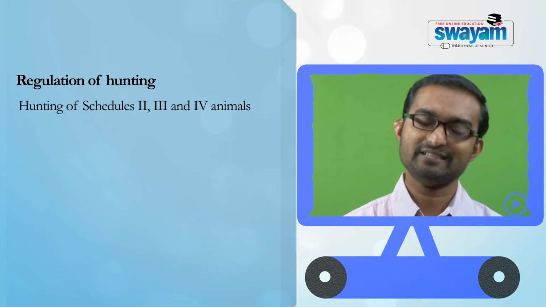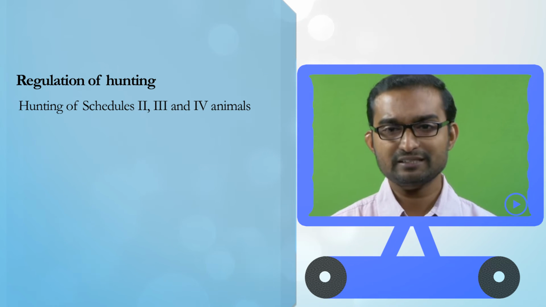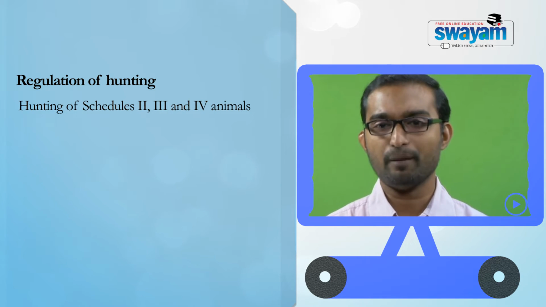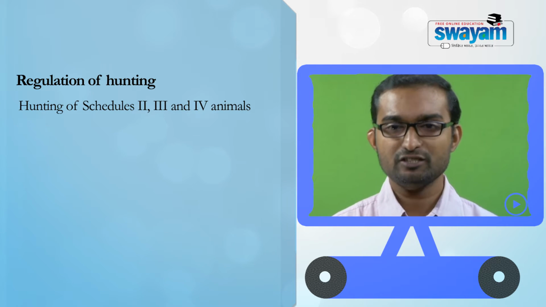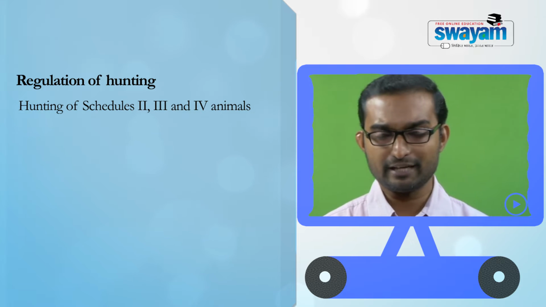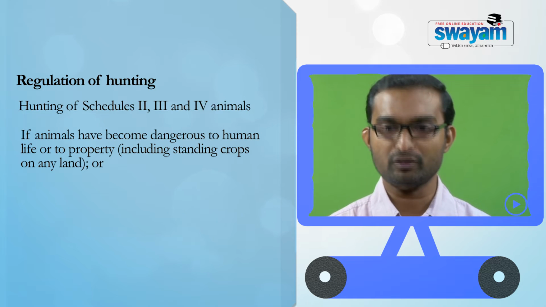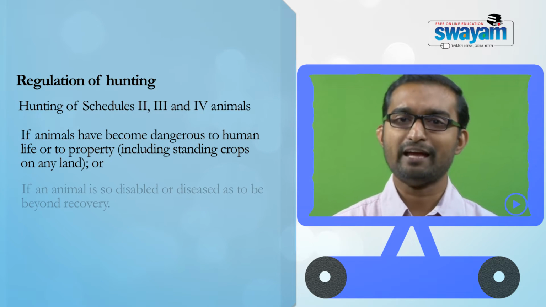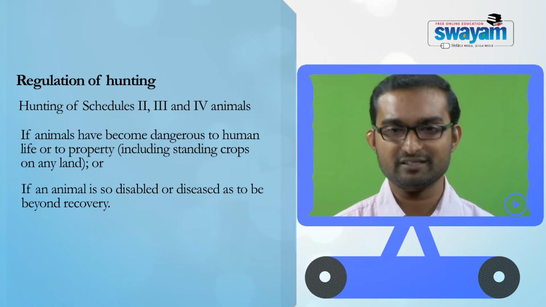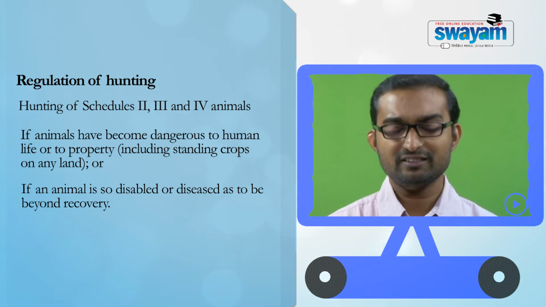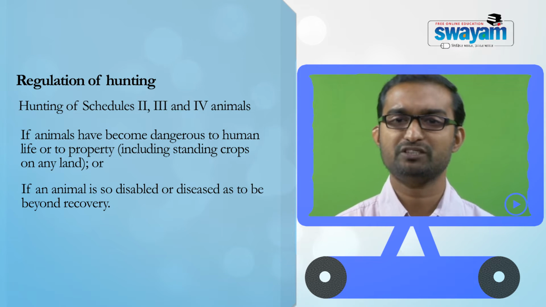As far as hunting of schedule 2, 3 and 4 animals is concerned, this is more or less similar to what we had just discussed. However, the stringency is slightly diluted. As we can see, hunting of schedule 2, 3 and 4 animals is permitted if there are 3 conditions. At least when compared to schedule 1 animals, one more condition has been added. The existing conditions are: if the animal has become dangerous to human life, that is to protect human life; and if that particular animal is so sick or diseased and recovery is not possible, or the chances of recovery are extremely less.